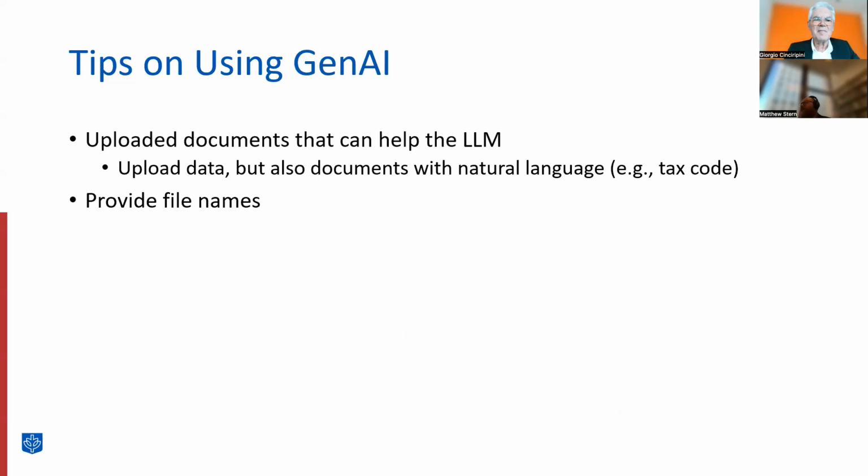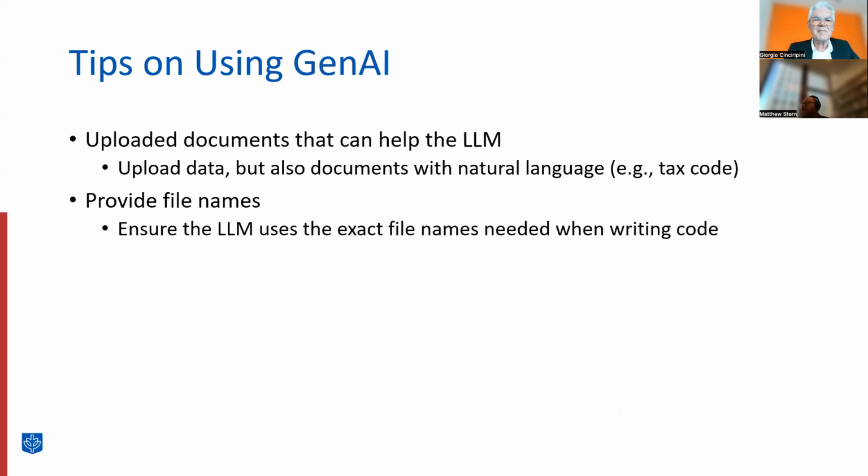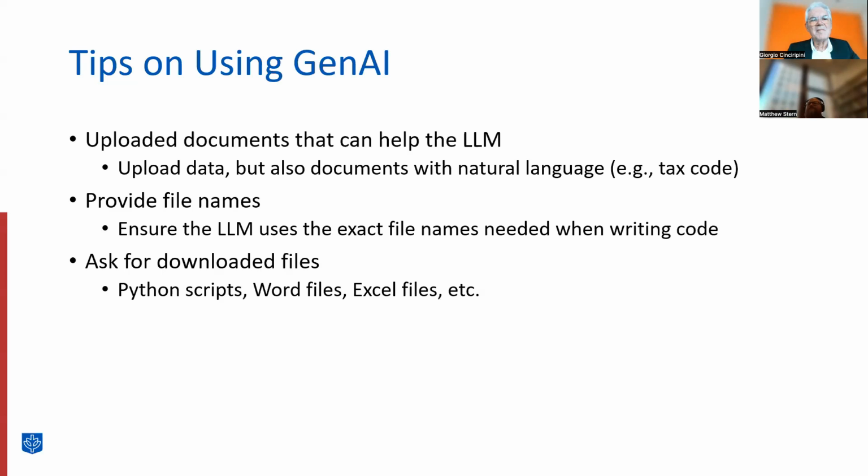Another tip, provide file names, right? So if you can't upload something, tell the model what the file name is so that you don't have to change the code later. Just tell it and it will write it perfectly with the name you've given. Ask for downloadable files. A lot of people will copy and paste. Just ask it to give you a file, download it, and then you have it, right? That can be Python scripts, Word files, Excel files, or anything.